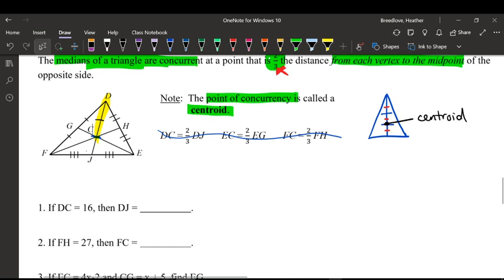And this tells me that DC is 16. So from the angle to the centroid is 16 units. So if I split that into 2 equal pieces, then they're 8 and 8. This is 8 and this is 8. But I know the median in total is 3 equal pieces. So that one is also 8. And it's asking me for DJ. DJ is the entire median. So that's 8 times 3. So it's 24.